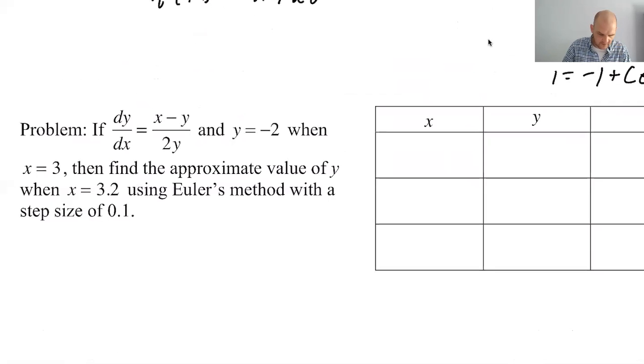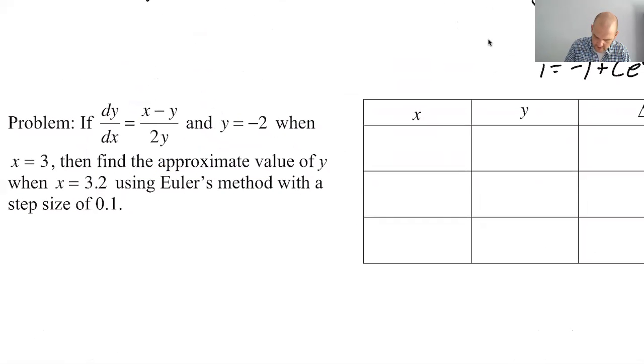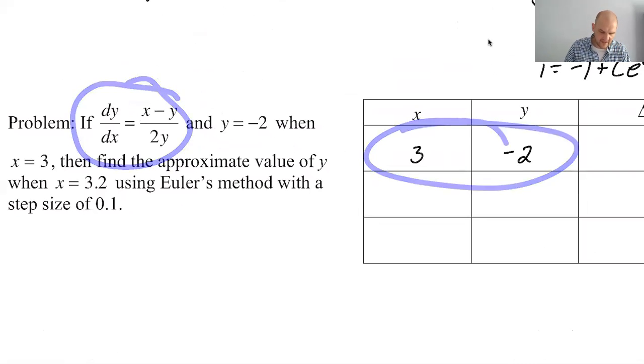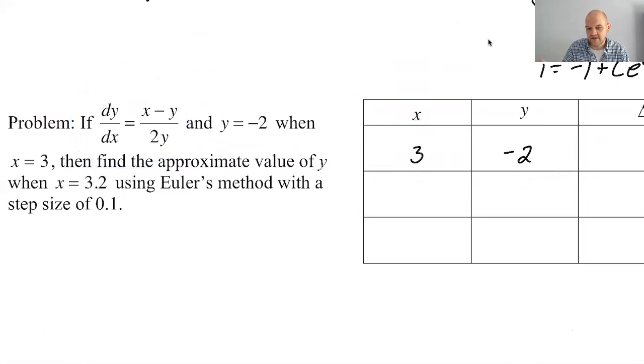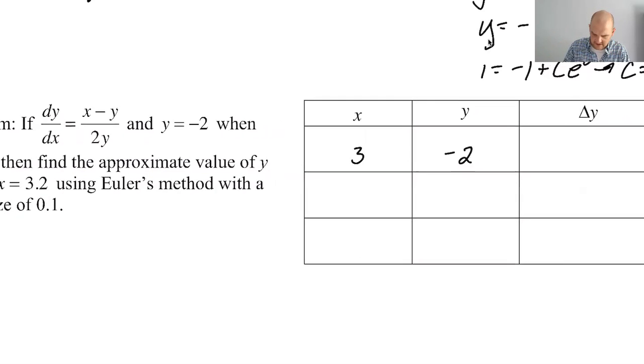So we are given this derivative, and the derivative itself is a function of x and y, so that's going to be an issue. We know that when x is 3, y is -2, so that's our initial value. So 3 and -2. And then what we're going to do is take these values in conjunction with this, and approximate the change in y from this point to the next point. So that's essentially what Euler's method does.